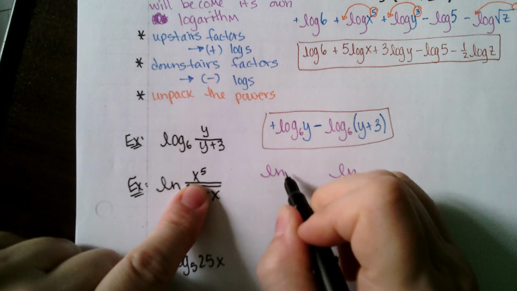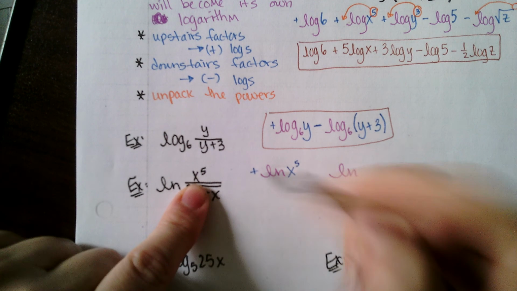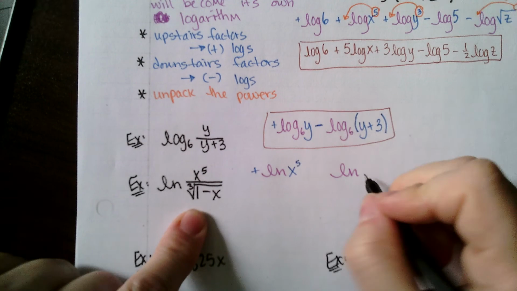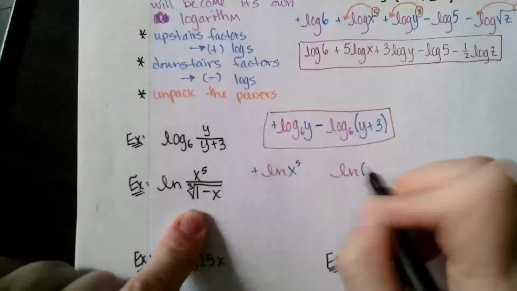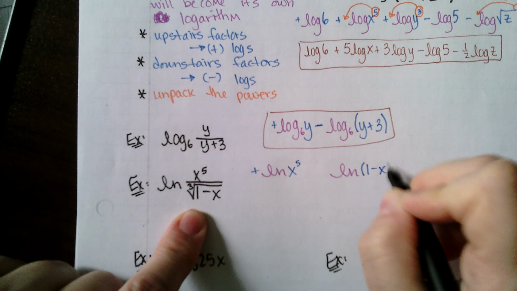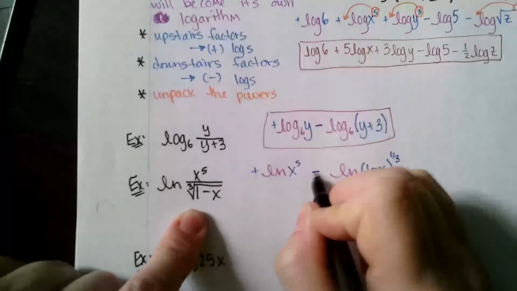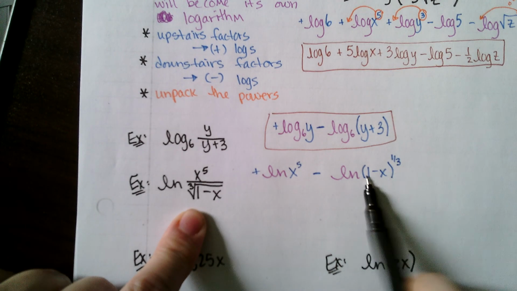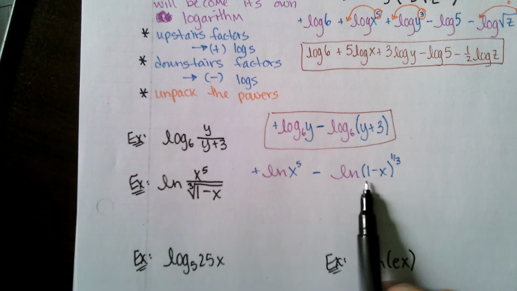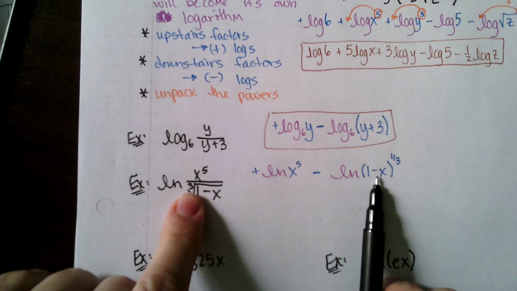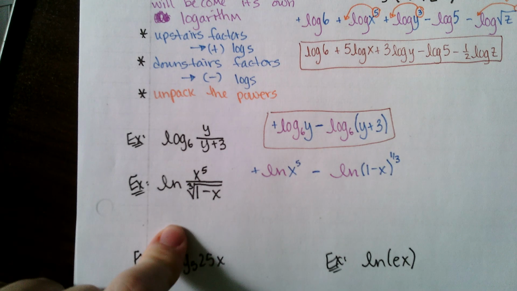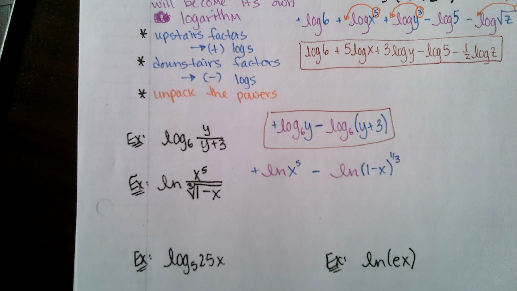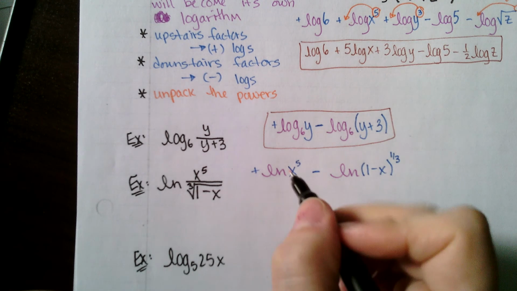So upstairs I had an x to the 5th, which would be a positive. Downstairs I had a 1 minus x in a cube root. Well, I'm going to go ahead and take this opportunity to make it 1 minus x to the 1/3 and make it negative. Remember to keep those parentheses so that everyone knows the 1 minus x was that married couple living in the basement. And the 1/3 power goes to both of them because both were living inside that cube root. Now, the reason I went ahead and wrote my cube root as a 1/3 power is because my next step is going to be to unpack the powers.